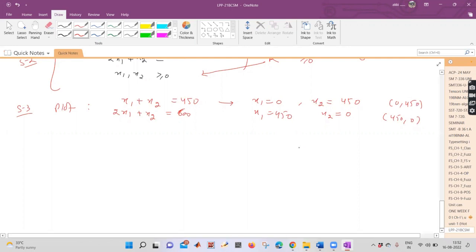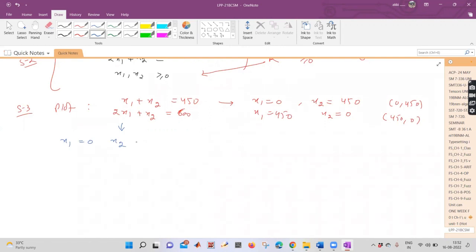Clear? Then from here, now put x1 equals 0. So here x1 is 0, so your x2 is 600. Now if my x2 is 0, so your x1 is 300. So your points are (0, 600) and (300, 0).